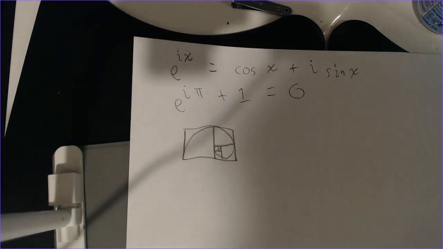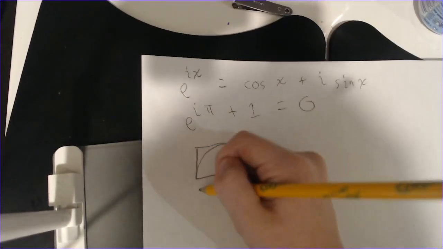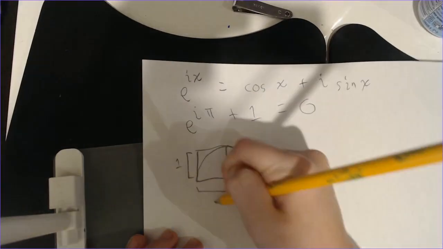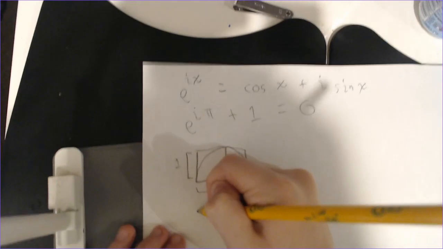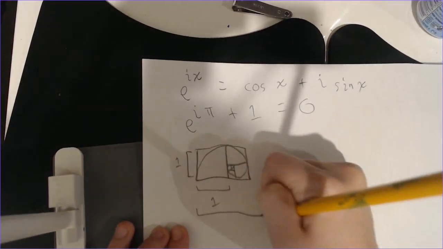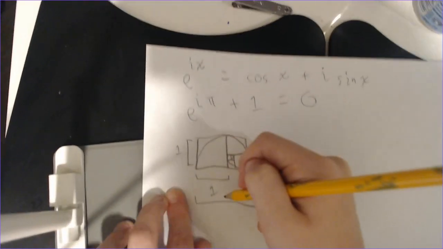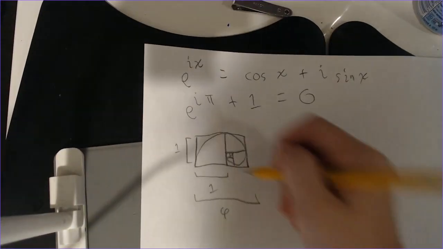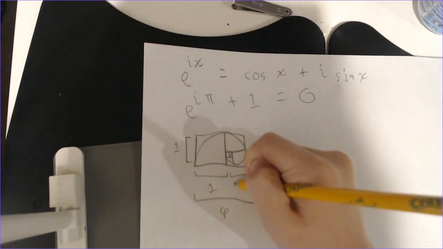Now this side here is 1. This is also 1, because this has to be a square here. And then this is the golden ratio, or phi. You write that with the Greek letter phi. This bit here is just phi minus 1.